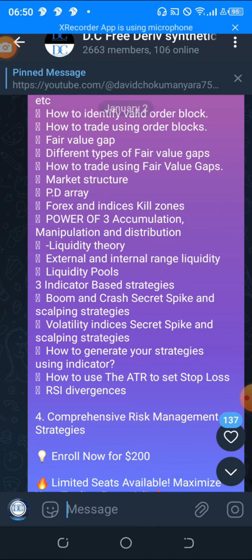Then we also look at indicator-based strategies. On our indicator-based strategy, we'll be looking at boom and crash, spike, and scalping strategies. There are some hidden boom and crash, spike, and scalping strategies that I have.